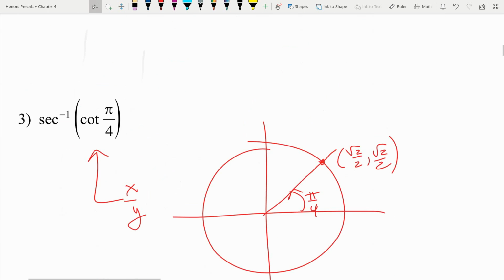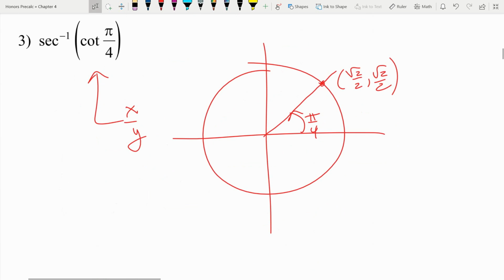All right, moving on. Let's take a look at this one. This is a kind of compound situation here. So starting with cotangent of pi over 4, don't worry about the inverse secant just yet. Let's just focus on what cotangent of pi over 4 is equal to. Remember that cotangent is x over y. Tangent is y over x. Cotangent, the reciprocal, is x over y.